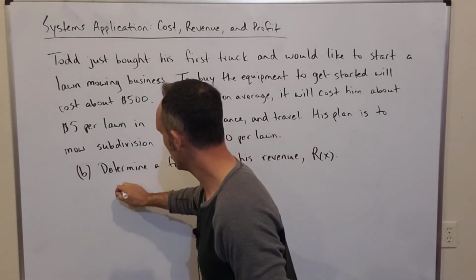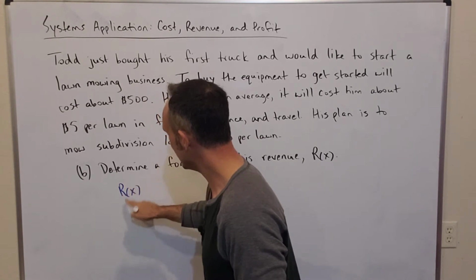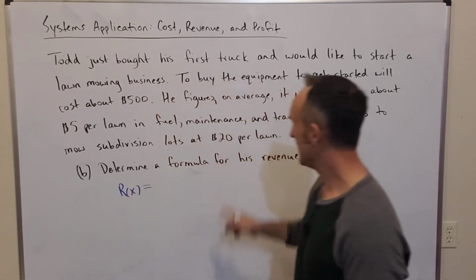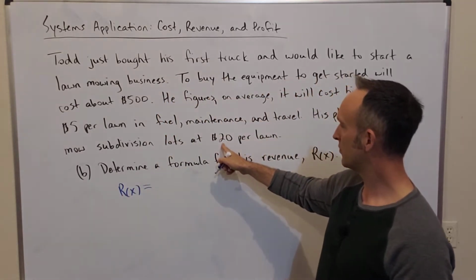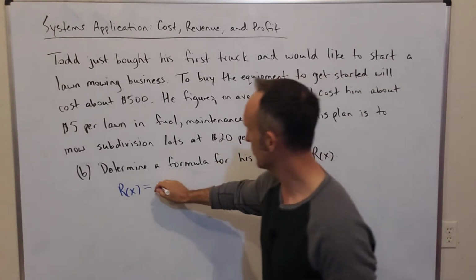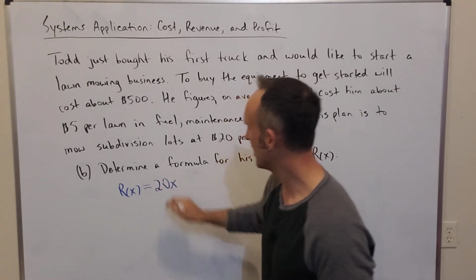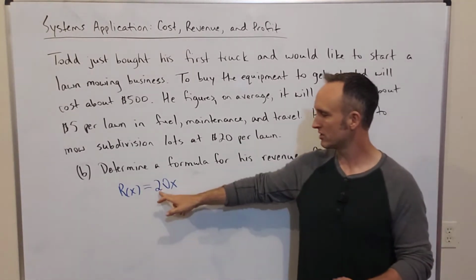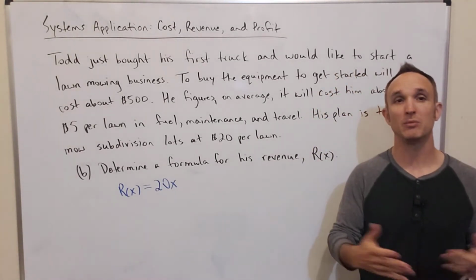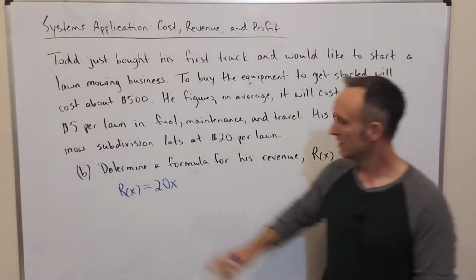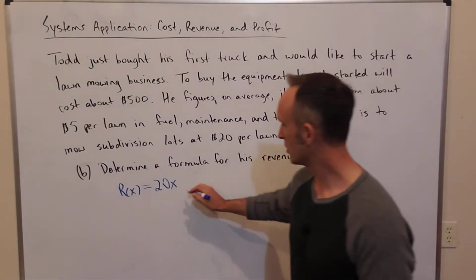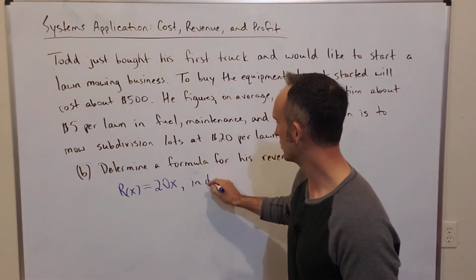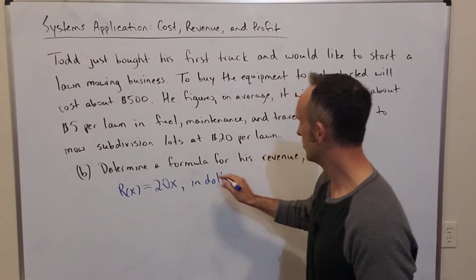So this formula is pretty simple. There is no initial revenue to start with. He just makes $20 for every lawn, and there's x lawns. So we multiply 20 times x, $20 times x will tell us how much money he makes when he mows x lawns. And that's it. That's our revenue function. And of course, this is in dollars, just to be clear, okay?